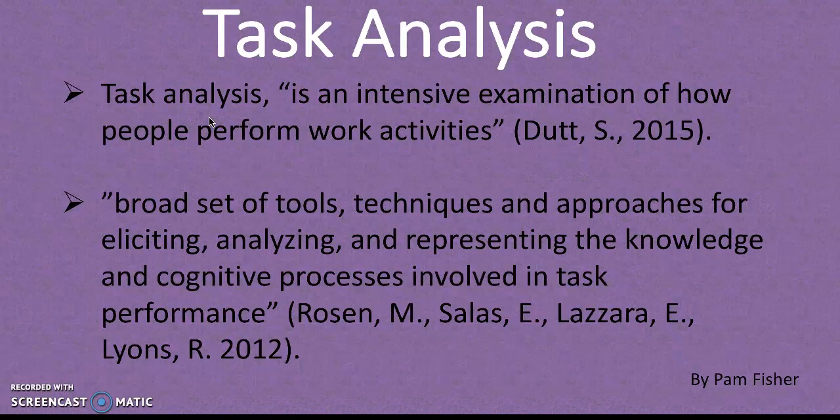In the Handbook of Work Analysis by Rosen, Salas, Lazzara, and Lyons, task analysis is described as a broad set of tools, techniques, and approaches for eliciting, analyzing, and representing the knowledge and cognitive processes involved in task performance. As a side note, task analysis does not need to be purchased. Job analysts can create the task analysis.